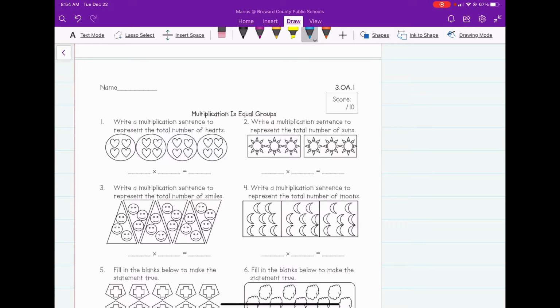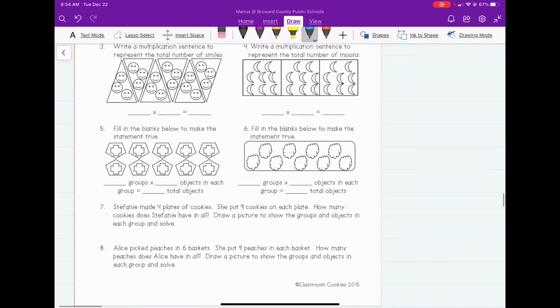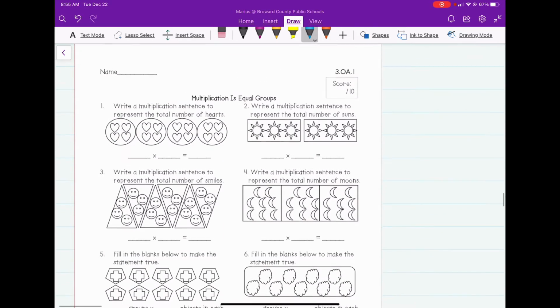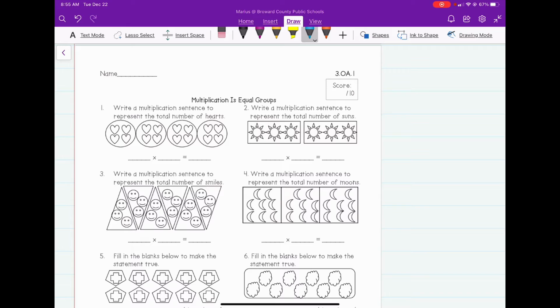Alright, and welcome back. Today's video is going to be another short lesson on multiplication and how to represent multiplication using equal groups. Okay, so let's go ahead and jump in here. Number one says write a multiplication sentence to represent the total number of hearts.